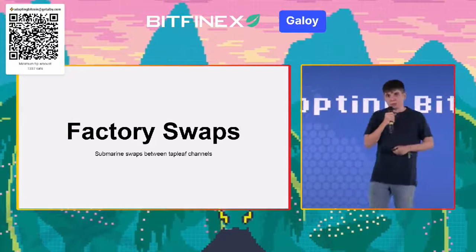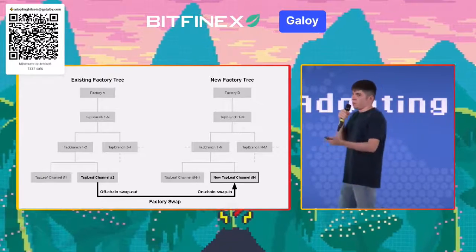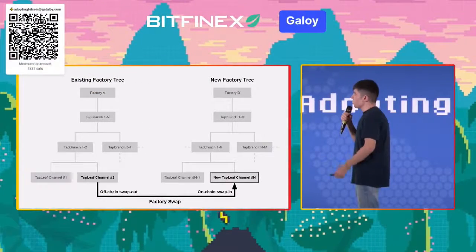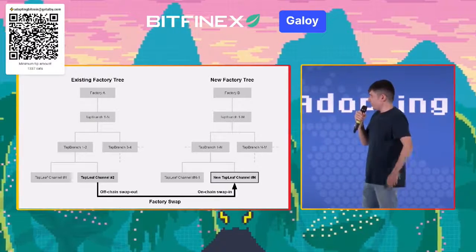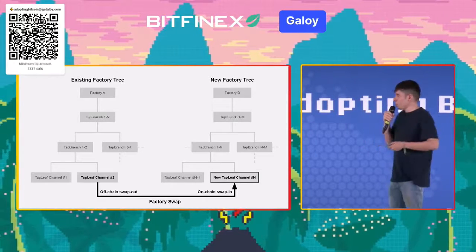With factory swaps, I can make a submarine swap between two tap leaf channels. So I have an existing tap leaf channel on the left side, deep in the blockchain, and I imagine a case where I want to send some sats to a friend or relative, similar to keysend, but my friend doesn't have enough inbound capacity or no channel at all. In this case, I can make a factory swap with nearly zero on-chain footprint. So from my tap leaf channel, I do an off-chain swap out, and then an on-chain swap in to a new tap leaf channel that is under construction.